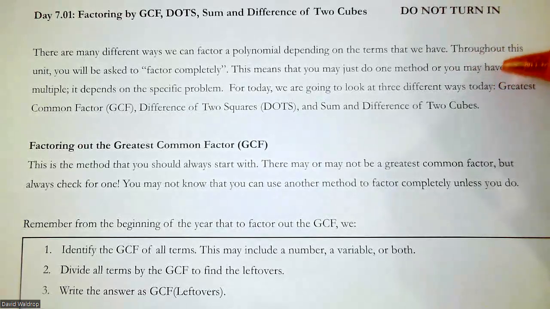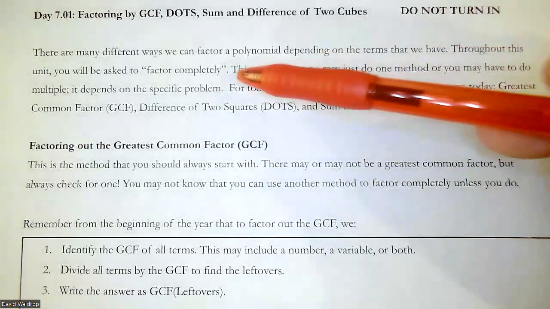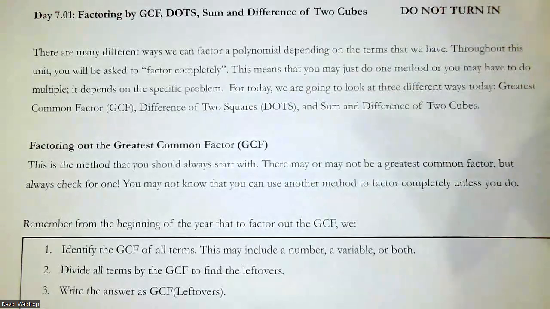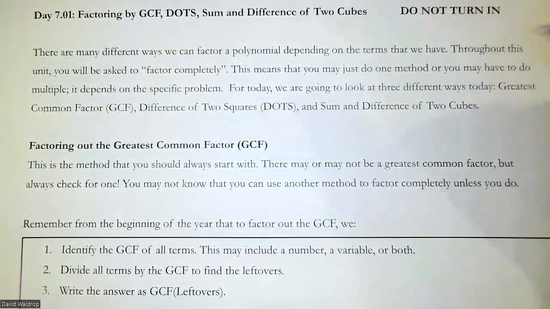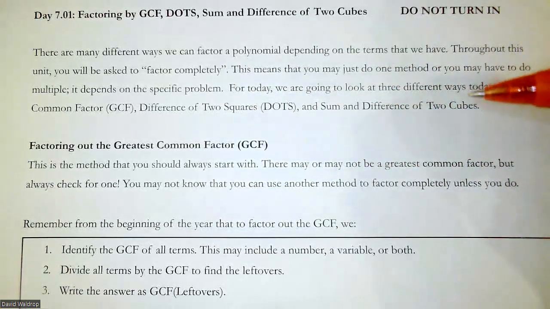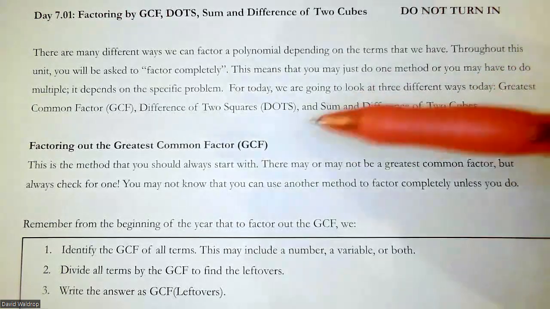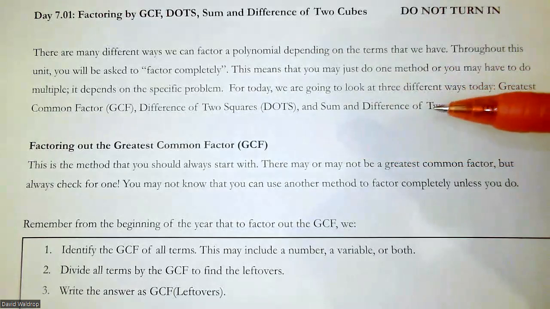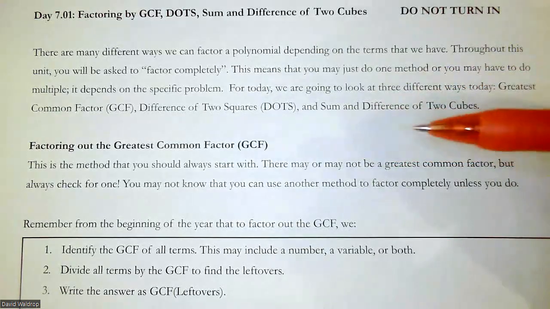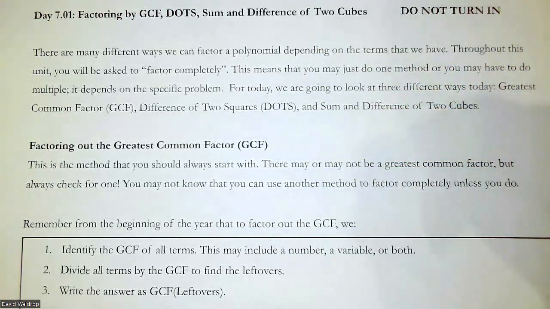Throughout this unit, you will be asked to factor completely. This means that you may do one method or you may have to do multiple to solve the problem. It depends on that problem. So today we're going to look at three different ways: greatest common factor, which we've looked at before, the difference of two squares, and the sum and difference of two cubes, which you may or may not have seen in Algebra 1.